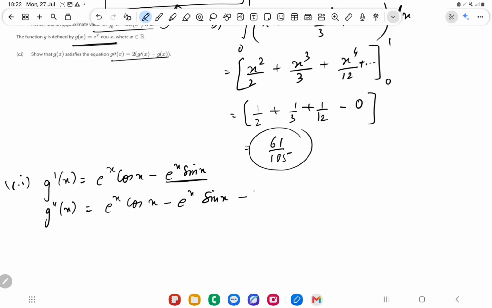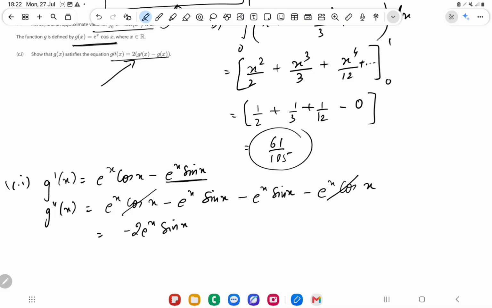Now I will be taking out the derivative of this. Again I will keep sin x constant, e to the power x derivative is the same, minus again sin x derivative is cos x. Now here if you can see, these two will get cancelled out, so I will get minus 2 e to the power x sin x as my answer.